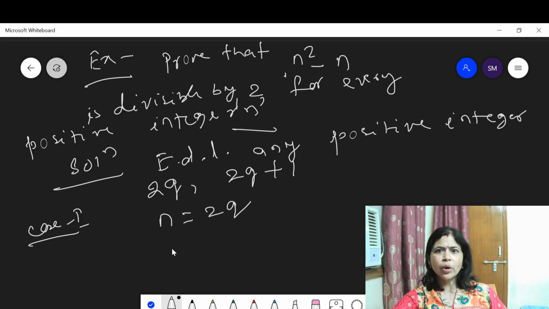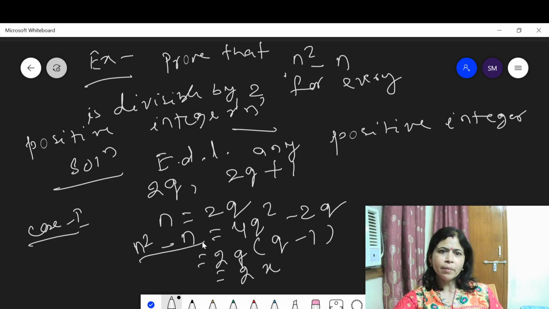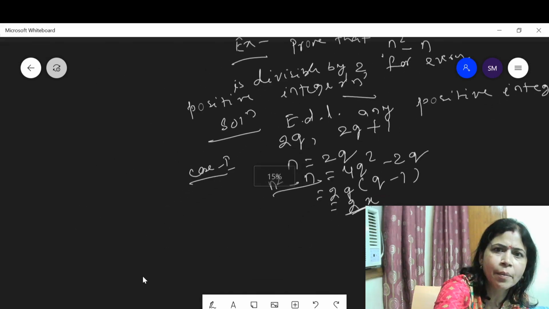Then take n square minus n. Here n square means 4q square minus 2q. Here when you take 2q common, this is 2q times q minus 1, which is equal to 2 times something, so this n square minus n is a multiple of 2. This means n square minus n is divisible by 2. For case 1 it is true. Now keep it here and discuss case 2.